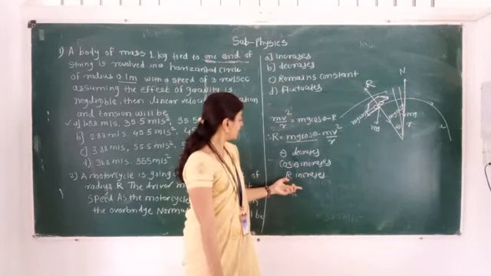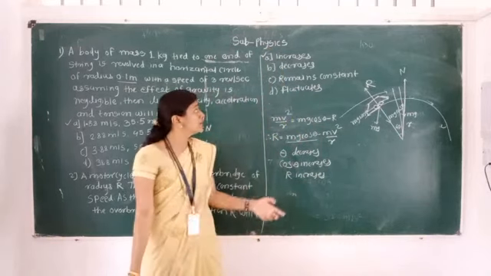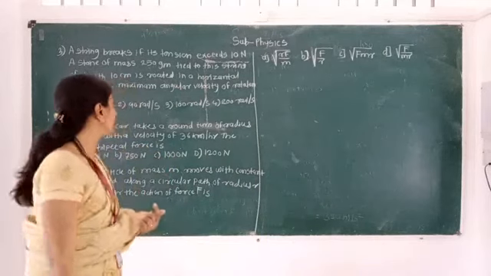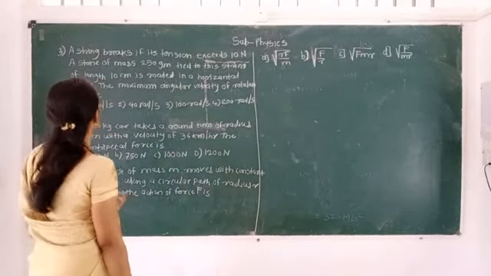Increases and then R increases. So we are getting the second option. Let me move toward the next MCQ. Next MCQ is that a string breaks if its tension exceeds 10 Newton.